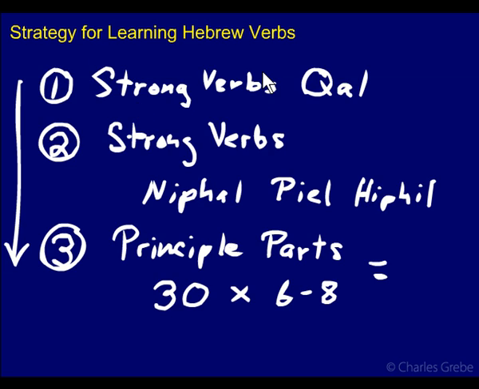And the most basic is the most important, because these will all build on those. So strong verbs in the qal. Know those like your signature. Know every dot. Niphal, Piel, and Hiphil are the strong verbs. Know those well. Learn them. Learn how to write them. Learn how to say them. And then the principal parts.